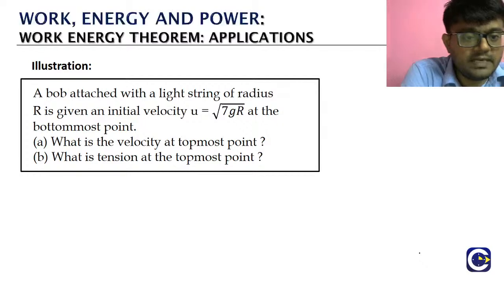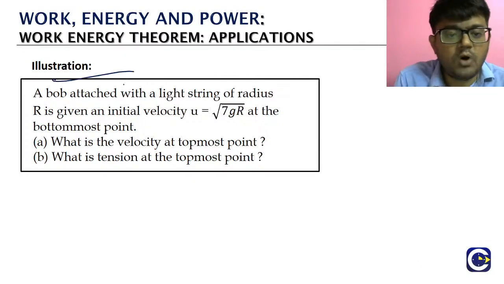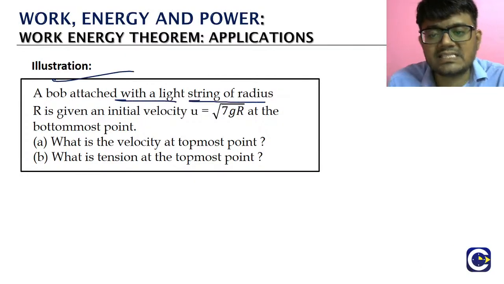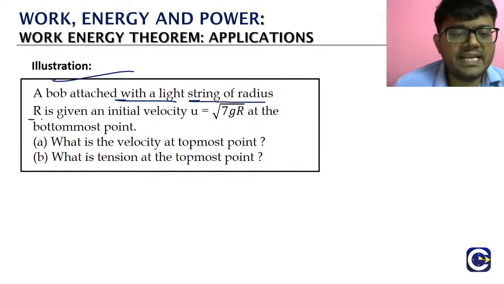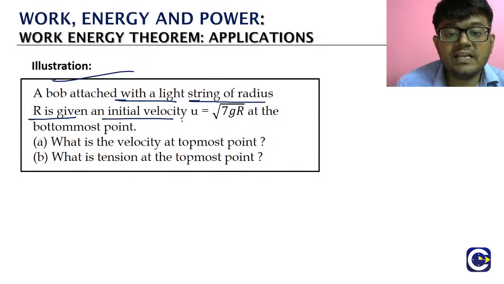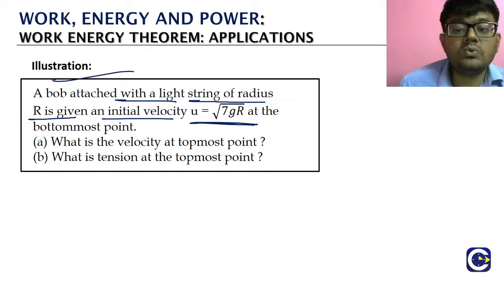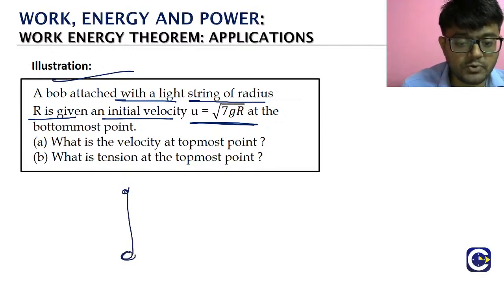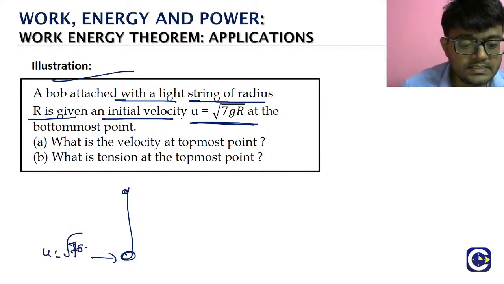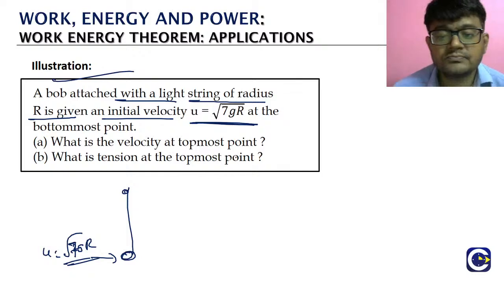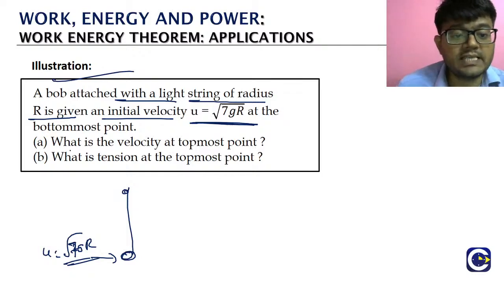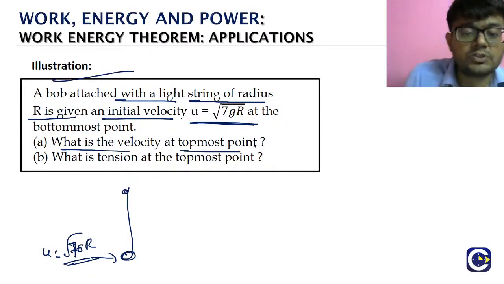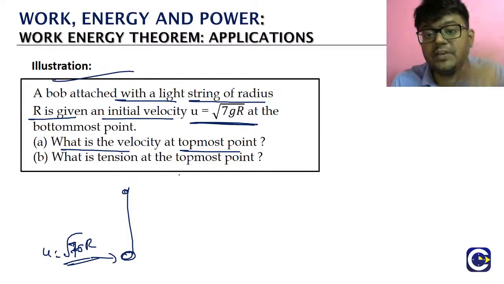So அடுத்த question பாருங்க. A bob attached with a light string of radius r is given an initial velocity root 7gr at the bottommost point. So bottommost point we are giving velocity root 7gr. What they are asking, what is the velocity at the topmost point? Topmost point ன்னு சொன்னா v2.